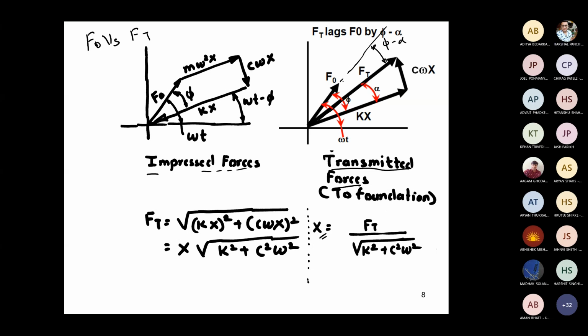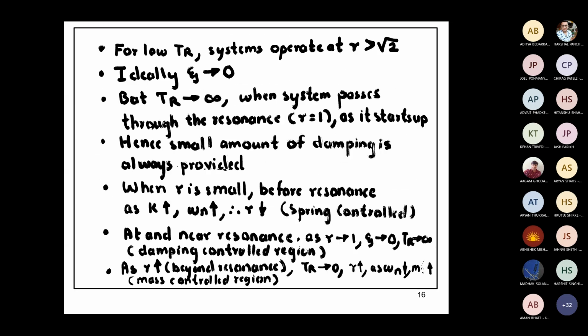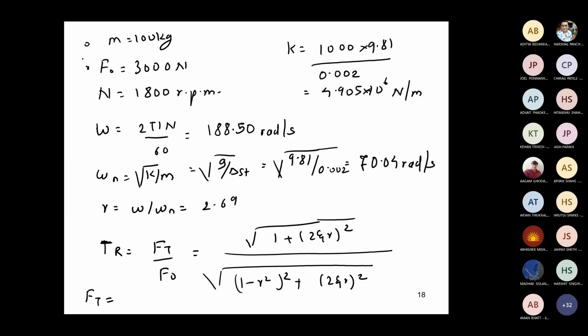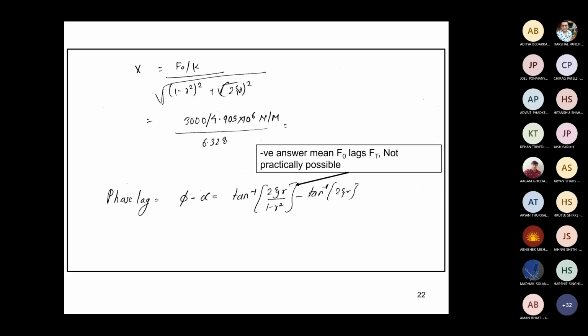F0. That is the impressed force is leading the transmitted force, right? And that is logical, right? The transmitted force cannot come before the impressed force. There will be some impressed force. After that, the transmitted force will follow, right? So if this angle is negative, then what does that mean physically? If this is negative, that means the impressed force lags the transmitted force, which is not practically possible.